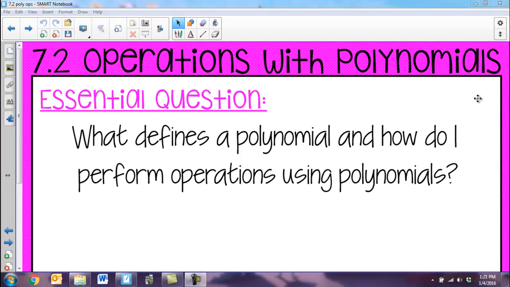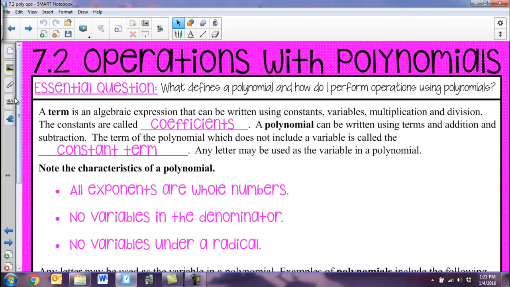Hey guys, today we are going to continue our polynomials unit and talk about what actually defines a polynomial, and we're going to perform the 4 basic operations: addition, subtraction, multiplication, and division using those polynomials. So make sure you write down your essential question, and we're going to be on that notes skeleton that I passed out in class. Okay, so the first thing we need to do is fill in some of these blanks.